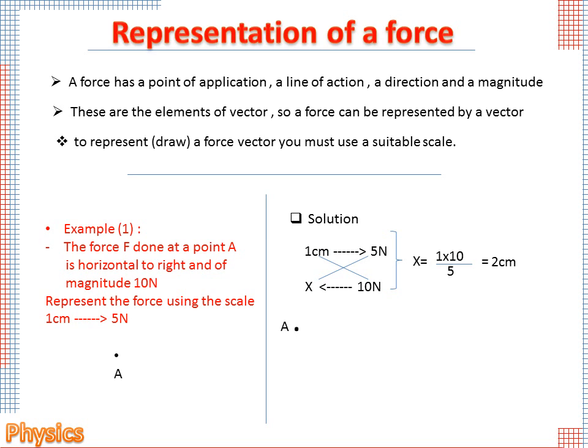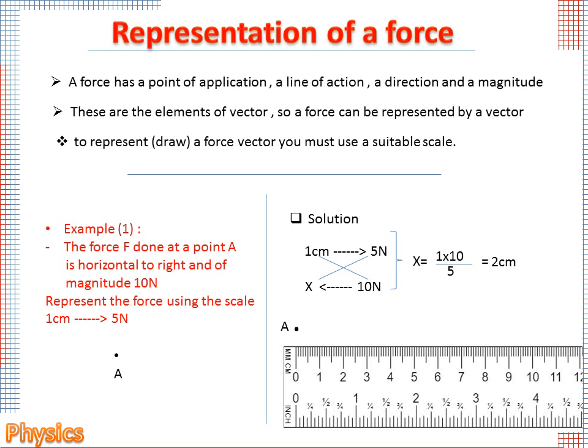At point A, the direction of the force and the line of action is horizontal to right. Then we have to draw the force horizontal to right and of magnitude represented by 2 centimeter. Using the ruler, we can draw the force horizontal to right and represented by 2 centimeter.